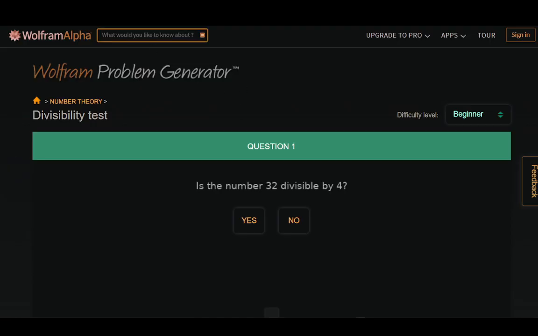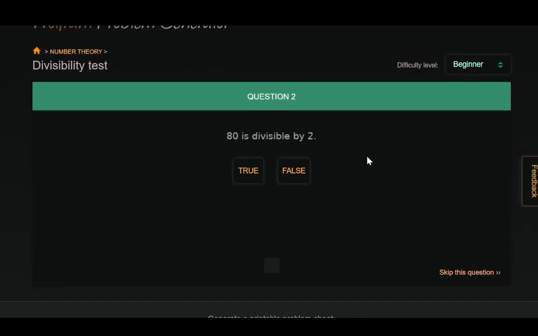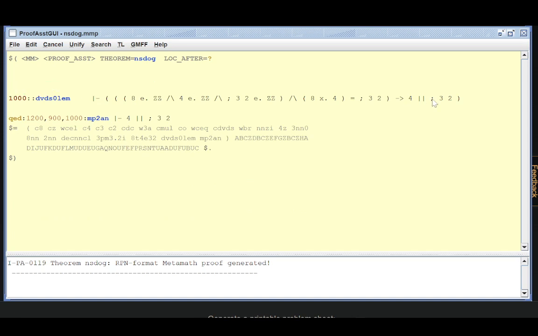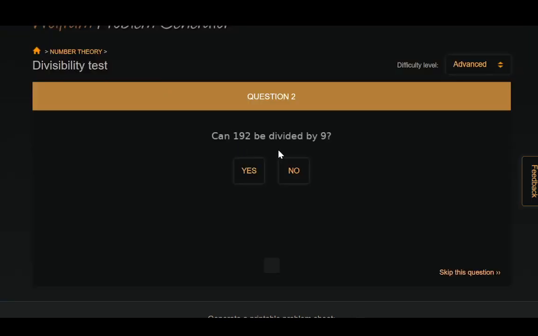So I think, yes, 32 is divisible by 4. Good. Okay, that's very good. Strict mathematics. So let's get onto an advanced question. 192 divided by 9. And in a way, this isn't any more difficult, right? So if I get rid of this, and I get rid of this, and I'll have another pure one of these, and I will get rid of this, get rid of this, and I want 192 divided by 9. And I think the answer is false.